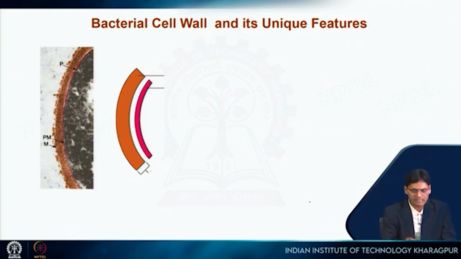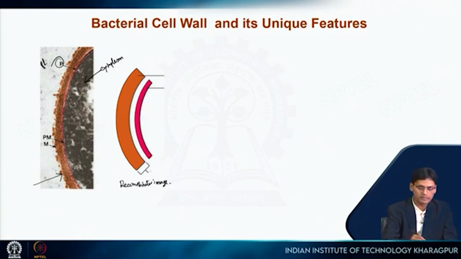So as you can see here, this is some kind of electron micrograph. This is a bacterial cell, and this is more like a reconstituted image, so that it will be easy for us to understand. Now as you can see, this is, I would say, cytoplasm, and this P here stands for plasma membrane.